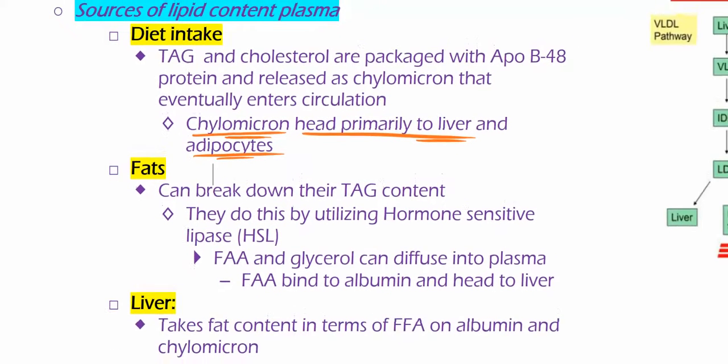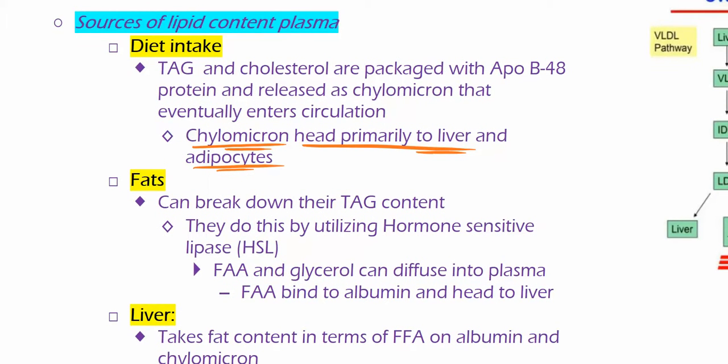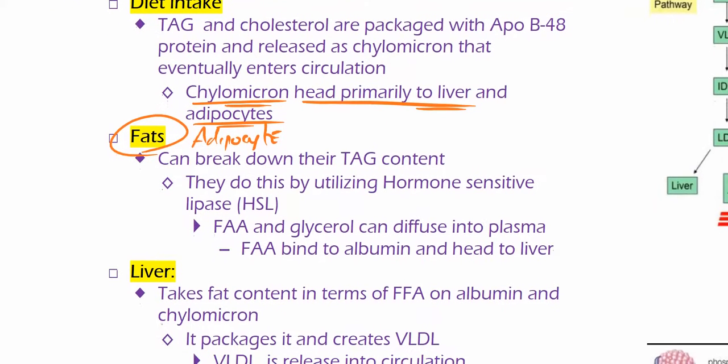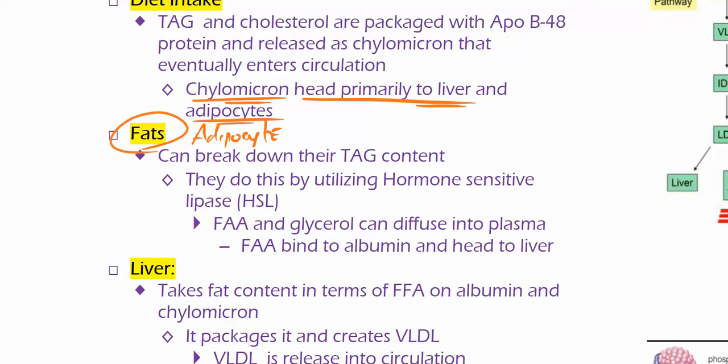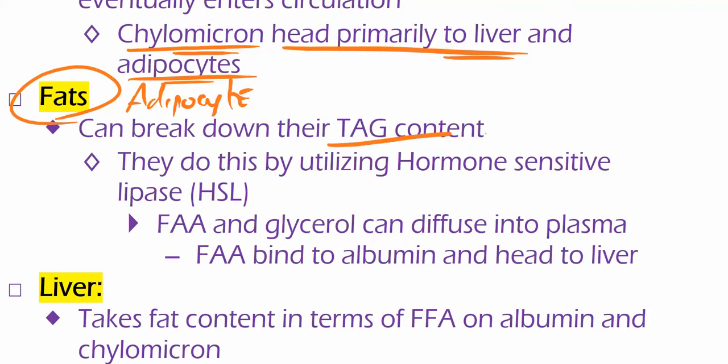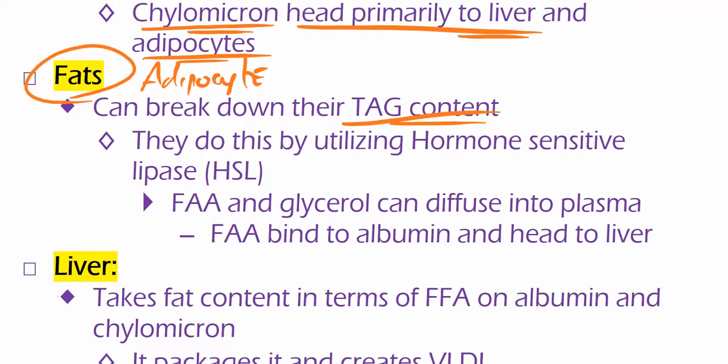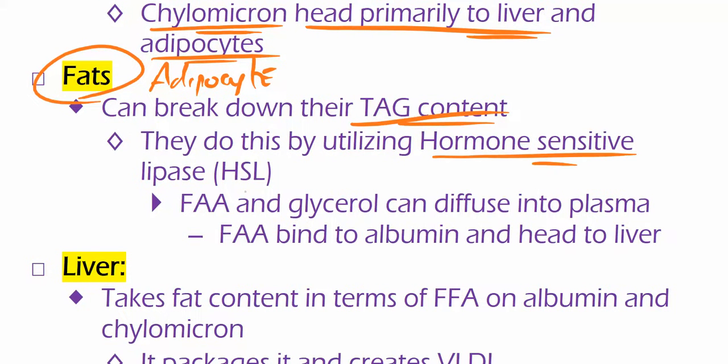Now another source of the lipid content in the plasma is from your fat cells or adipocytes, right? So we know that the adipocytes are basically like a storage house of triacylglycerol, right? So the adipocytes can break down their triacylglycerol content, and they break it down using hormone sensitive lipase. By utilizing hormone sensitive lipase, they can break down the triacylglycerol and release free fatty acids.